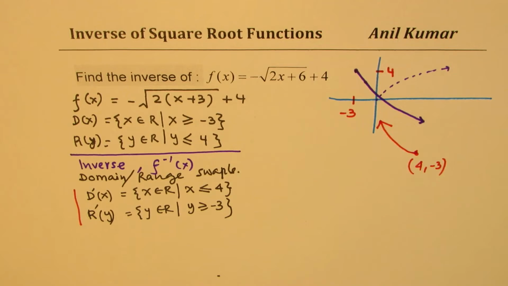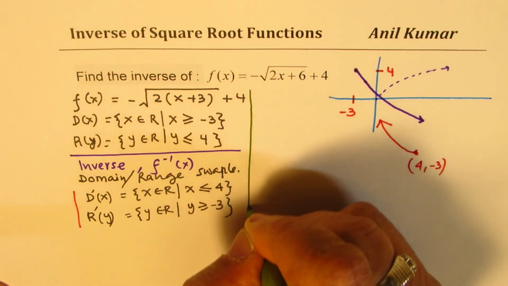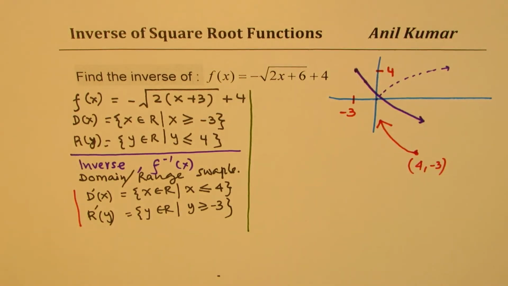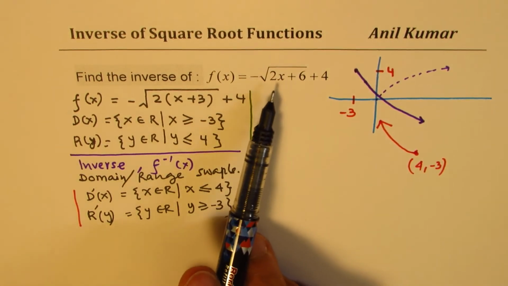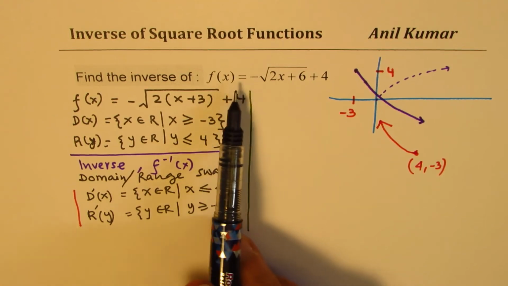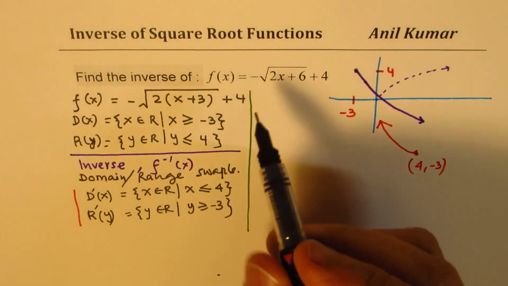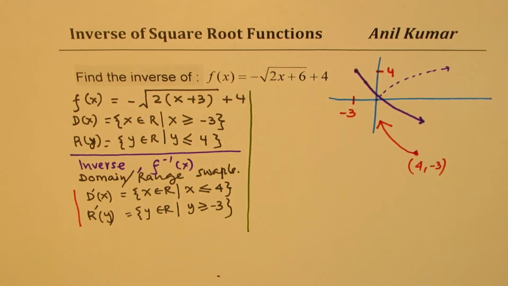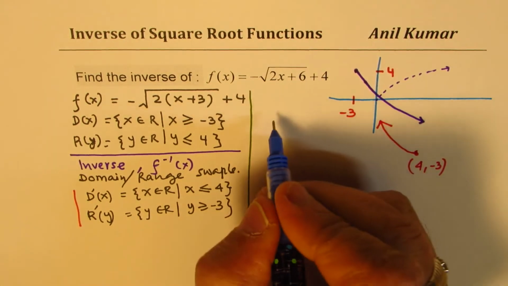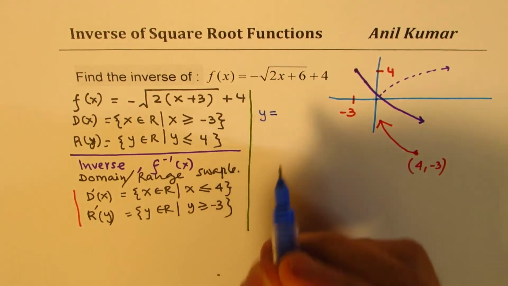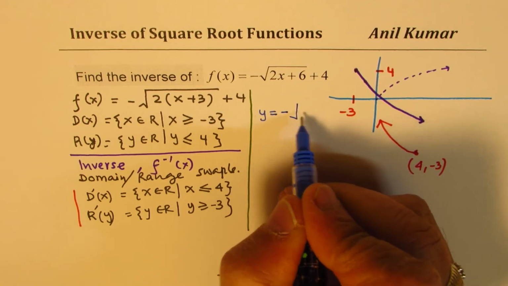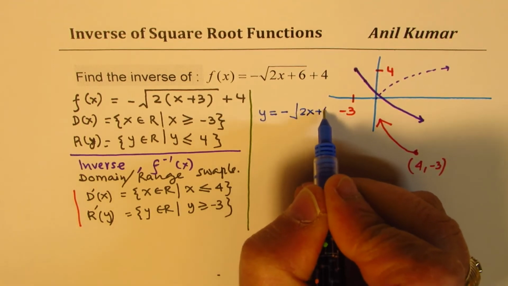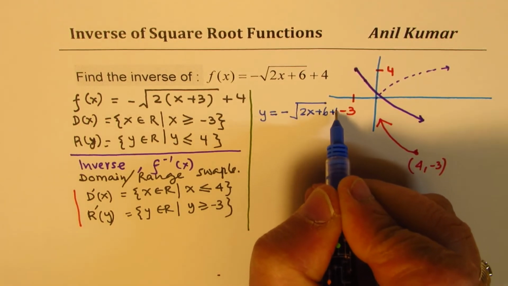Perfect. So I hope this point has been well taken care of. This is a major issue which has been addressed. Now, let us see how to find the inverse of this function, right? The steps involved are, we will swap x and y and then figure the solution out. The equation given to us is y equals minus square root of 2x plus 6, plus 4, correct?